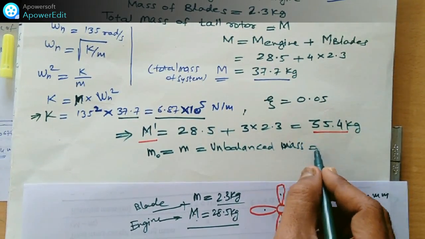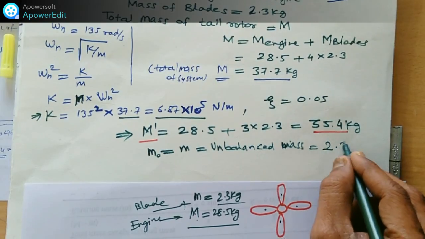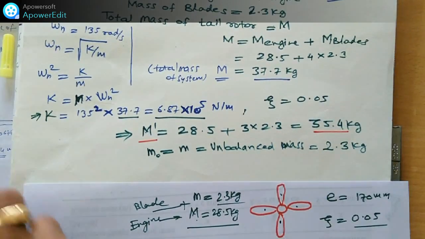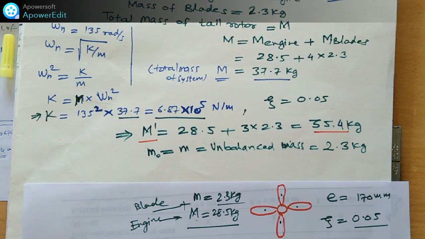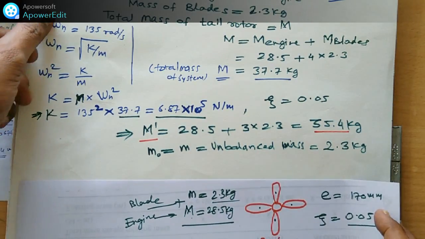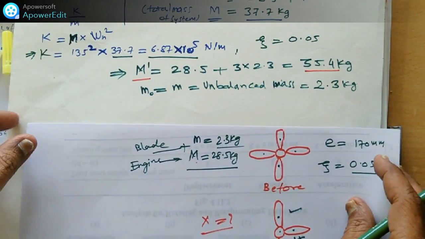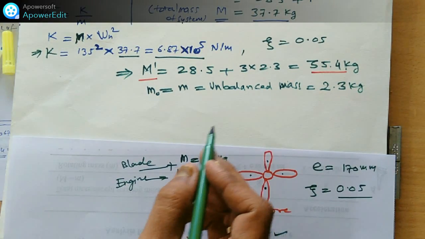Okay, and that will be 2.3 kg. The 2.3 kg is the unbalanced mass. So what do we have to find out? We have to find out X by using the value for the rotational condition.